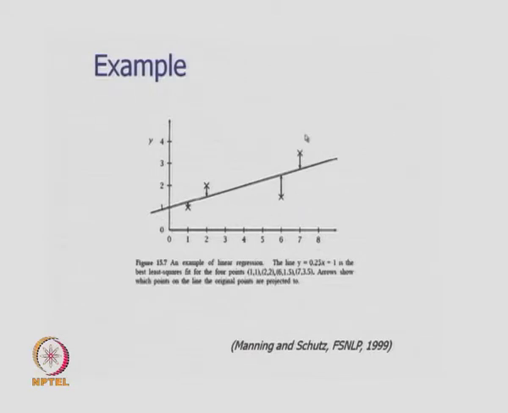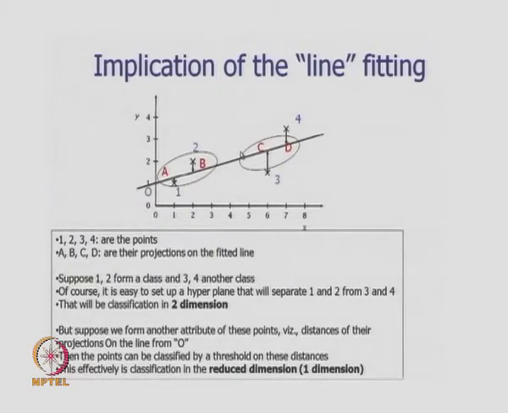Now, the question is, as far as machine learning is concerned, dimension reduction is concerned, what does it bring to the plate? What do we gain by doing this least square fit? The next slide shows this, the implication of the line fitting. So, if you look at this diagram, then these 4 points are 1, 2, 3 and 4. These are the 4 points, and their projections on this best fitting line are A, B, C and D. Okay. So, these are the projections and this is the line.